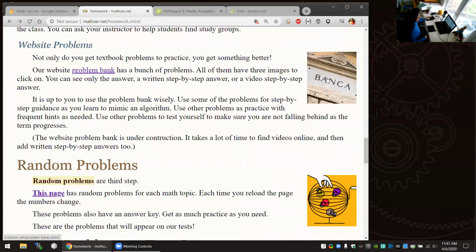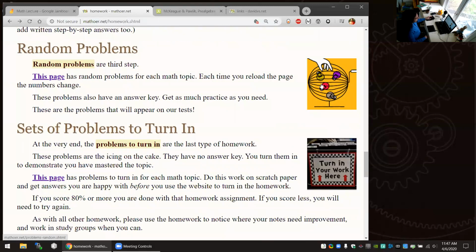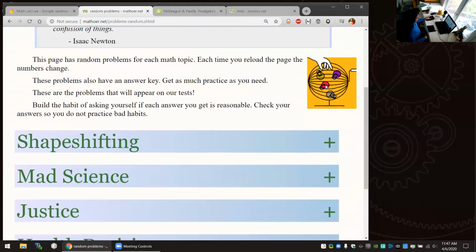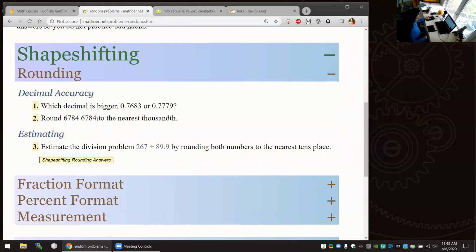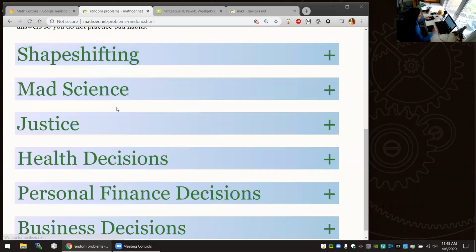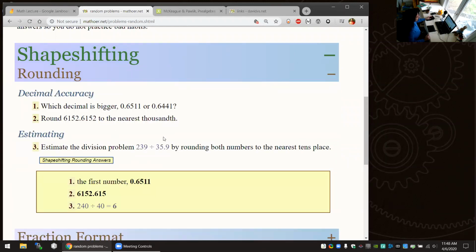And then you can do some problems there once they get going. The random problems are what we do tests on. So you can say, we have done rounding and shape shifting. Here's some rounding problems. It has answers, so you can see if you're doing it right. And every time you reload this page, the problems change a little bit. So you get as much practice as you want.